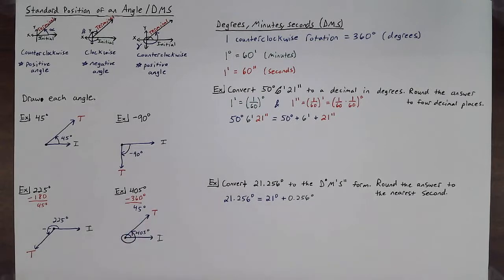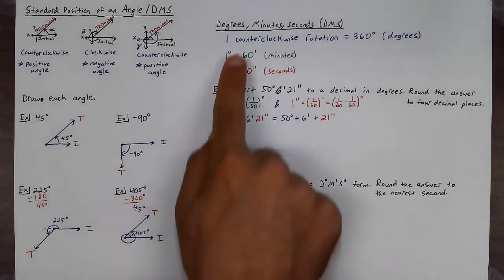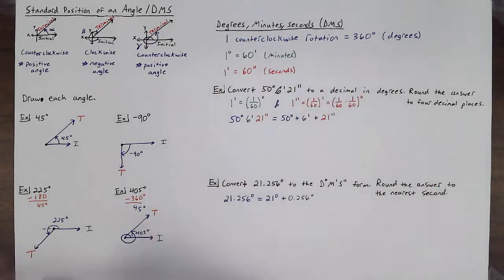Now let's talk about DMS, degrees, minutes, and seconds. It's a way of chopping up a degree into many parts to kind of signify accuracy. So instead of using a decimal, it's a different way of really honing in on how specific a certain angle is. Now, one full rotation is 360 degrees.